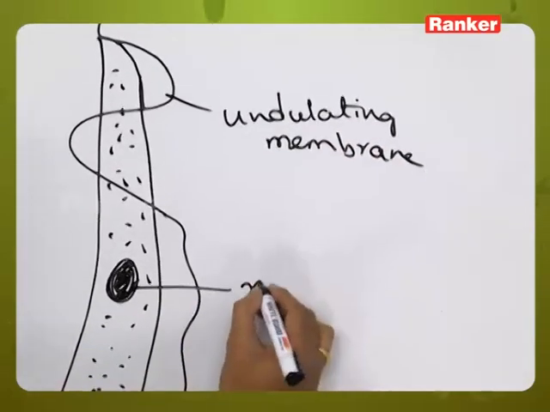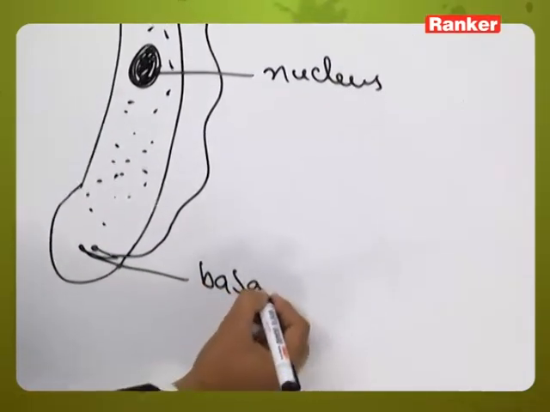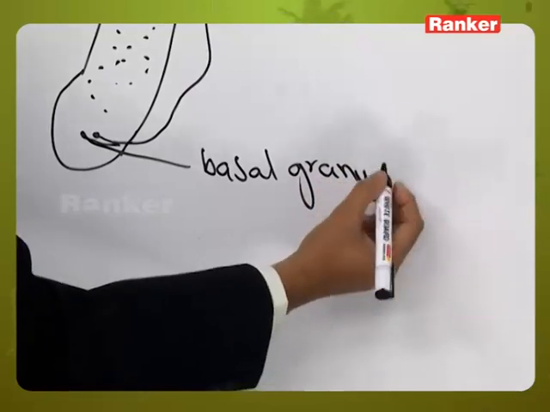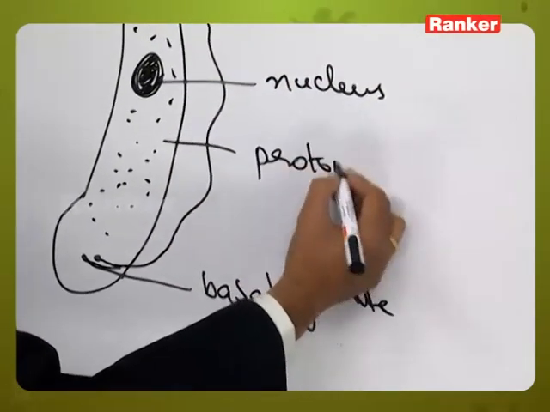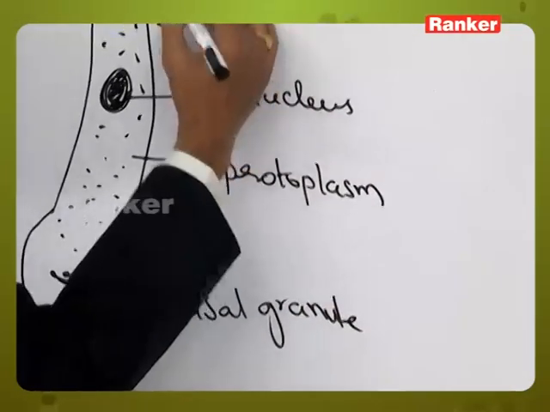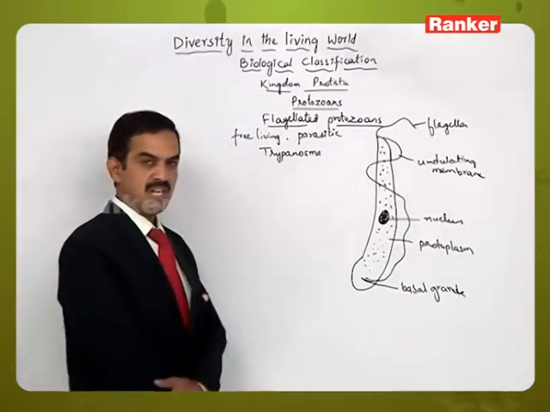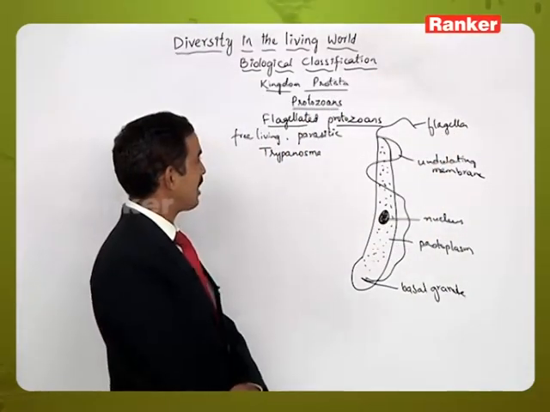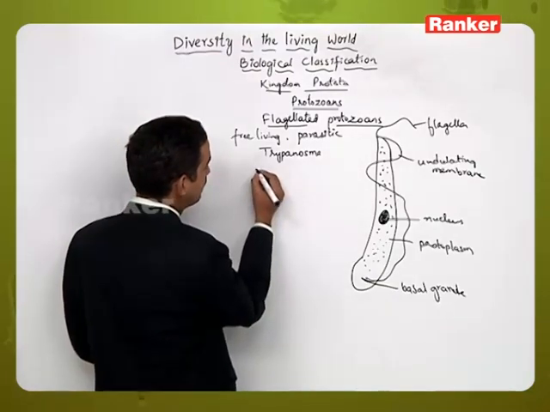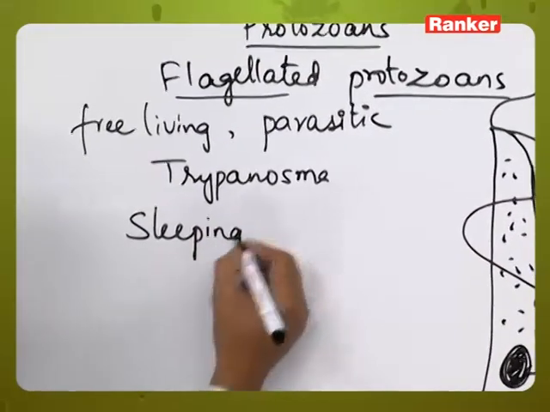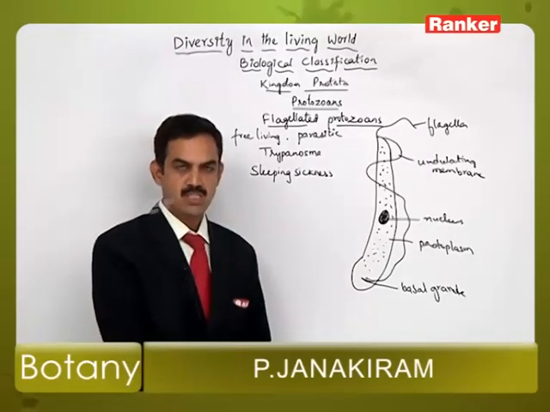So this is a nucleus, the basal granules or the blepharoplast from where the flagella will arise, and this is the protoplasmic content, and this structure is called flagella. This type of organization can be seen in one example of flagellated protozoans, that is Trypanosoma. This Trypanosoma will cause sleeping sickness. So this is a disease which is caused by the Trypanosoma.